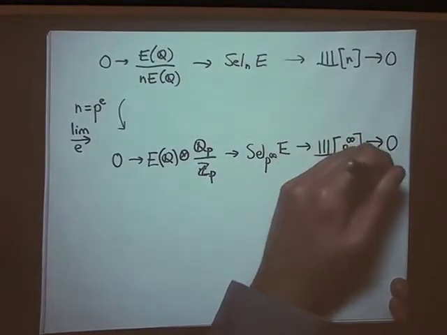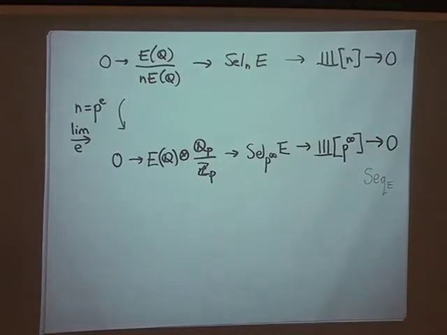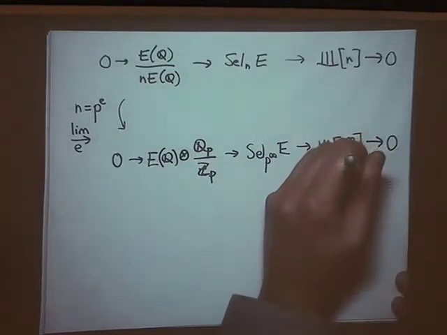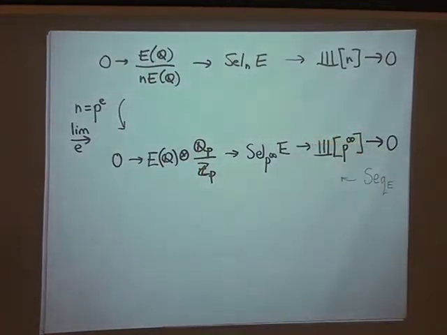Let's call it the sequence associated to E. Is that visible? Oh, it doesn't look like it's a different color though. Okay. Anyway, so let's just call this whole sequence the sequence associated to the elliptic curve E.